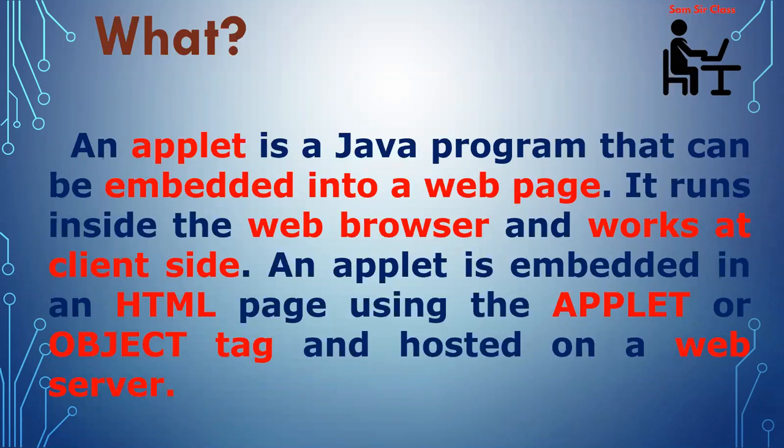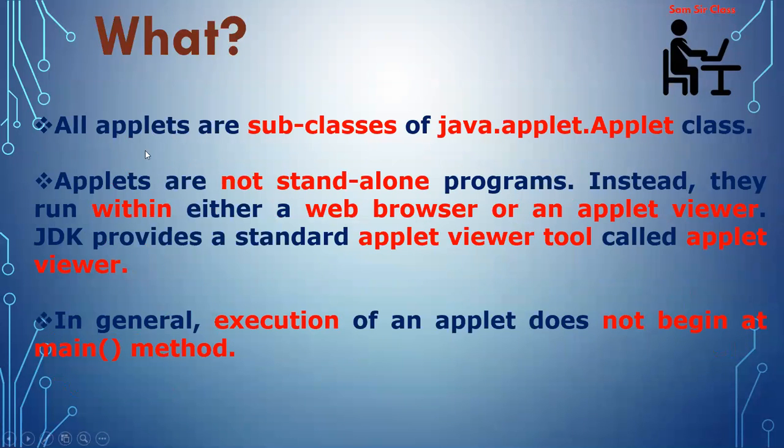An applet is embedded in an HTML page using the applet or object tag. Whenever I show you the example, you can understand the meaning of the tag. It is hosted on a web server. All applets are subclasses of the java.applet.Applet class. Like we normally use packages, this is available inside the applet package, and the capital Applet is a predefined class available inside it.